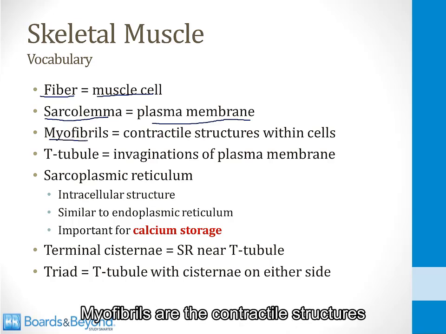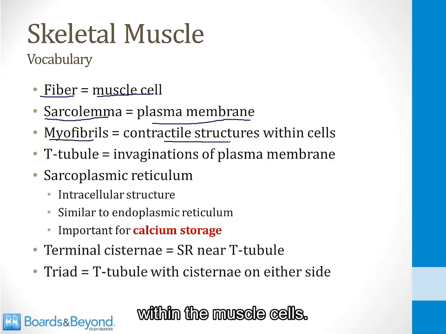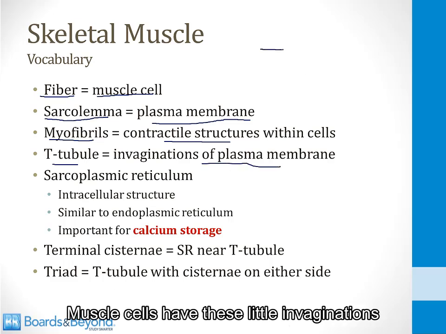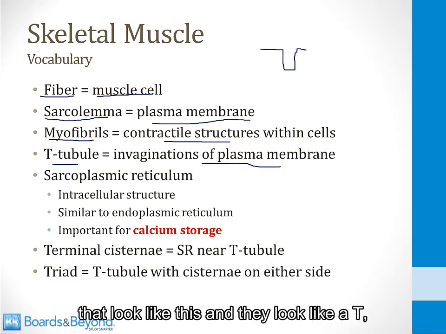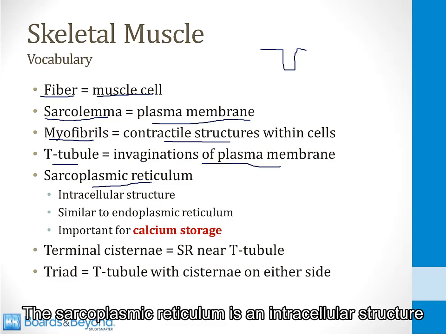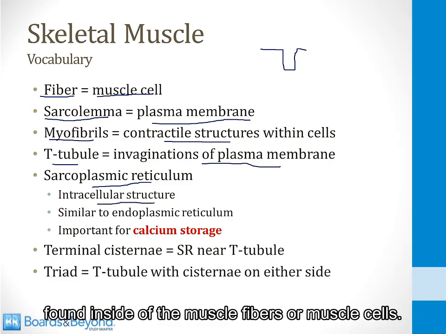Myofibrils are the contractile structures within the muscle cells, and the T-tubule is an invagination of the plasma membrane. Muscle cells have these little invaginations that look like this, and they look like a T, so they're called a T-tubule. The sarcoplasmic reticulum is an intracellular structure found inside of the muscle fibers or muscle cells.